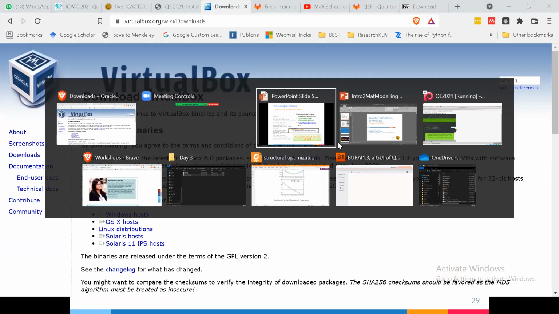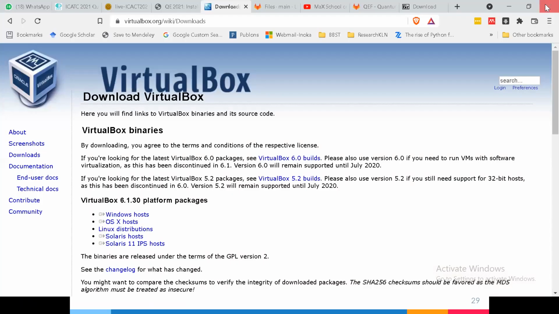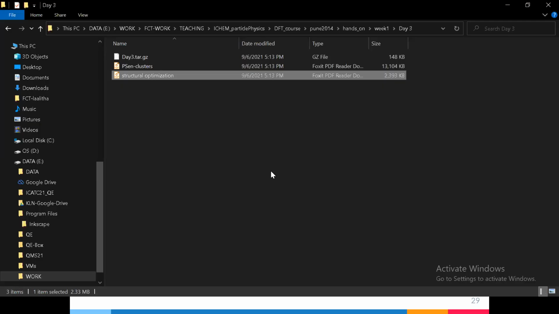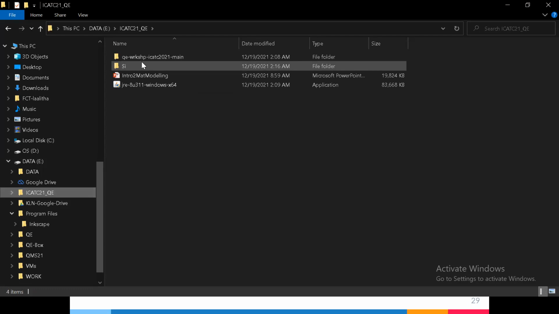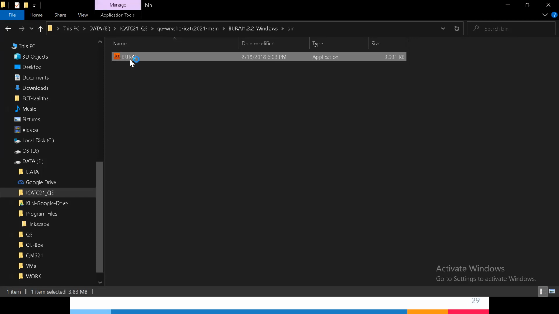So once you have installed it, if you power it up, it should be something like that. But let me go back and power it up for you so that you can see how it comes up. Once you extract it, it's going to be like that. This particular file is going to be there, Burai 3.2 Windows. You go in there, there's bin. You go into the bin and there's this particular icon called Burai. Then you double click that, and it should work.